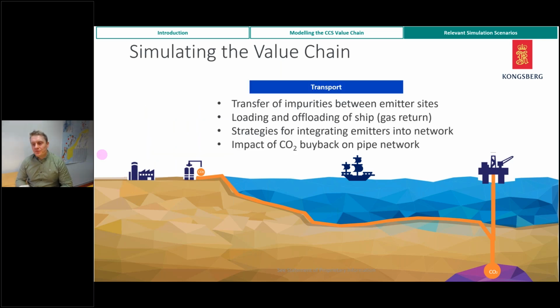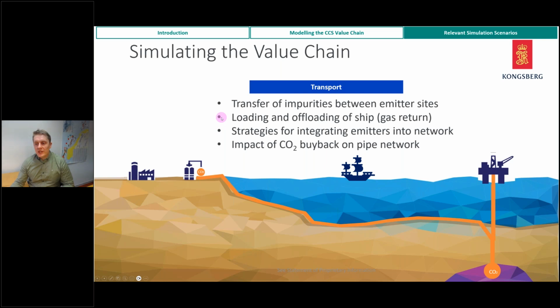Moving over to transport, already mentioned it before, transferring impurities between emission sites, most relevant when we're talking about boats. This is a scenario that I foresee there's going to be a lot of questions. Not all emitter sites are going to have the capability of removing certain inert components or impurities. So you might even end up in cases where they might reject a boat because it stops off in a plant that has an impurity that they don't think they can get rid of. So this is going to be extremely important to look into.